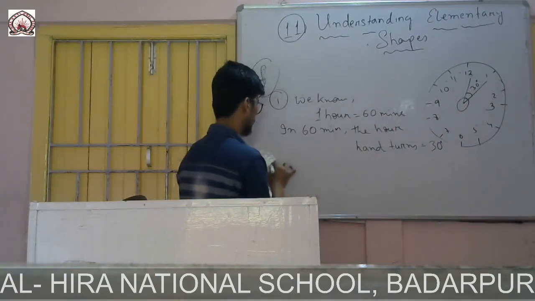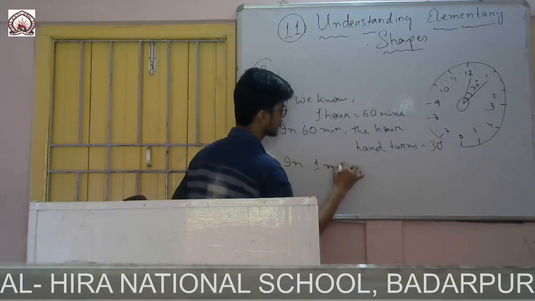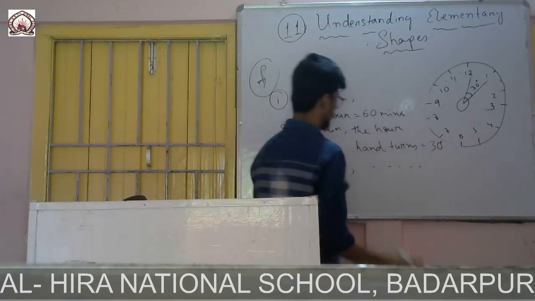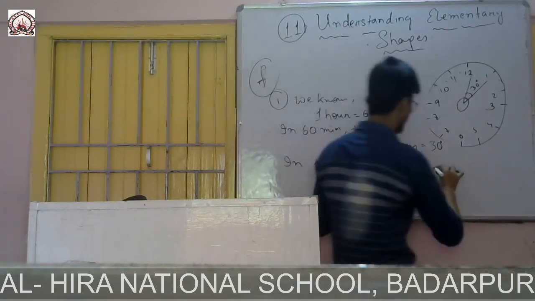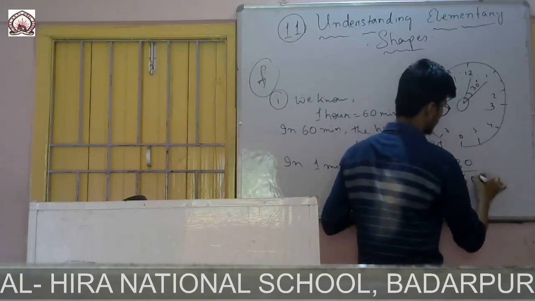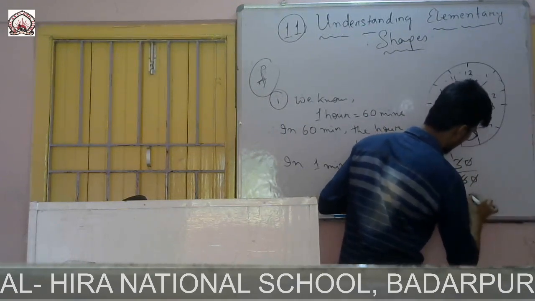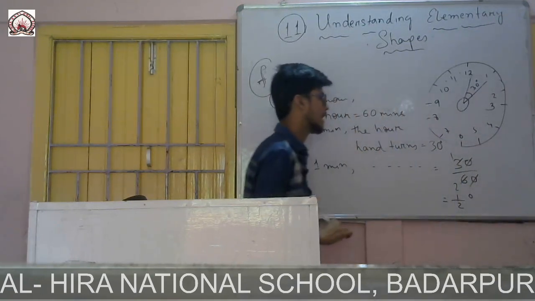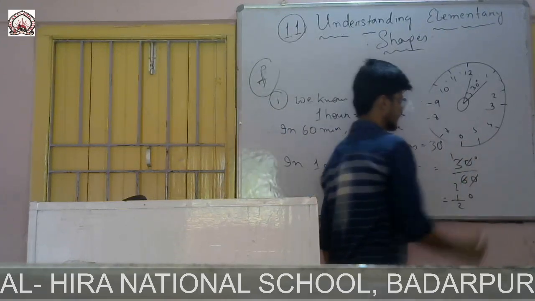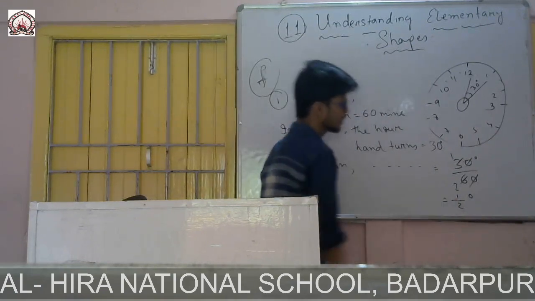So therefore in 1 minute, your question is to find for 1 minute, the hour hand turns 30 by 60. If I cancel, 0 0, 3 1s are 3, 3 2s are 6, which is equal to half degree, 1 by 2 degree. So the answer is half degree. The answer is 1 by 2 degree.